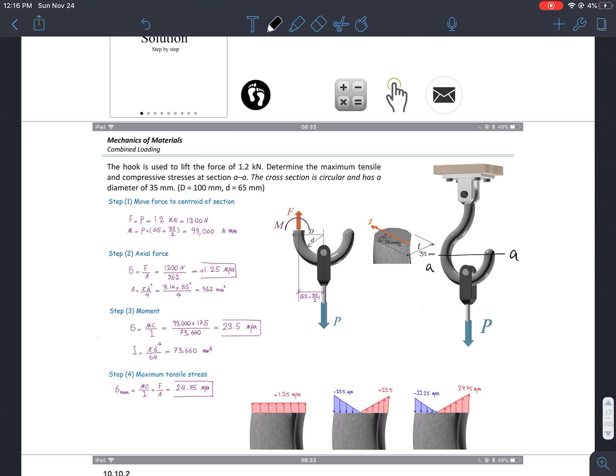Okay, this is AA right here. Of course, we're not worried about this side of it. We only worry about this side of it. That's the cut right here. So first thing first, we have to do a free body diagram.